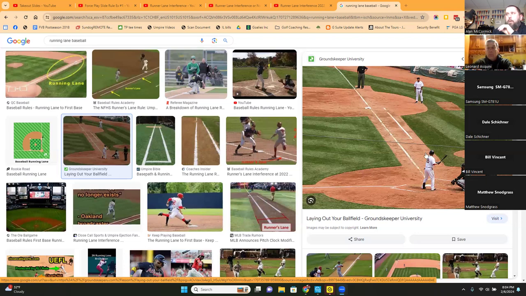So the caveat in the rule is that as long as the runner legally runs in the running lane on his way down to first base, he's allowed to take a step outside the running lane and touch first base. But he doesn't get that leeway if he runs completely outside the lane, or runs outside the lane all the way to first base. So if he runs legally, he's allowed to step out and touch the base. If he doesn't run legally, then he doesn't get that leeway going to first.